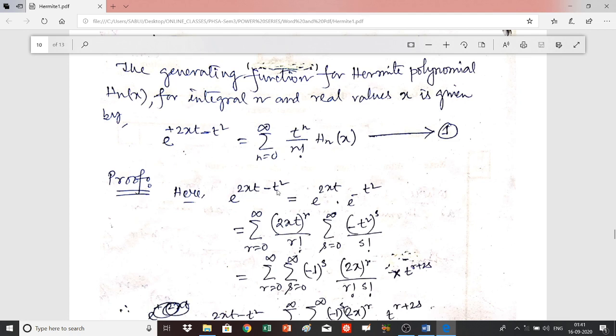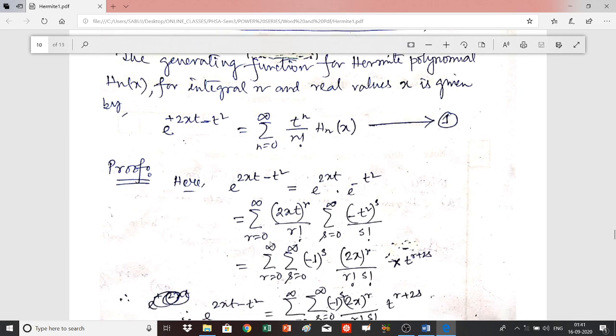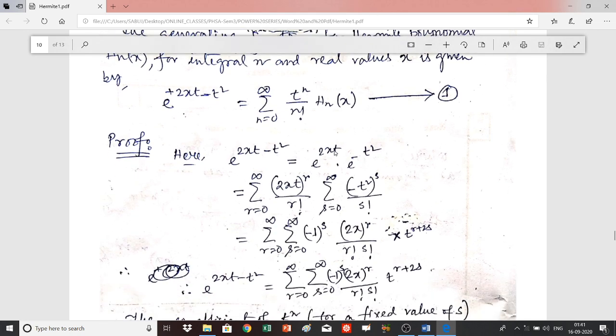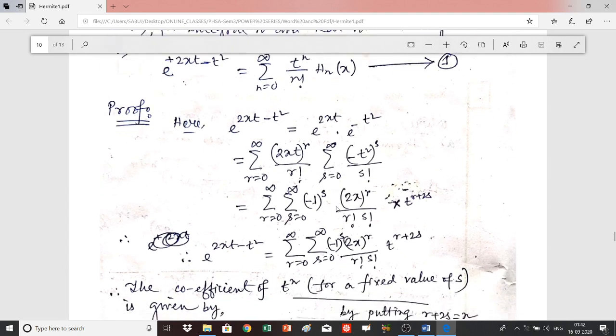So to prove it, we first expand this term. So e^(2xt - t^2) can be written as e^(2xt) into e^(-t^2). Now if we expand e^(2xt) or e^(-t^2) in series, then we have the sum over r equal to 0 to infinity of (2xt)^r / r!. So just use different values of r and expand this, you will have the same values. So this can be written as this, and then e^(-t^2) can be written as the sum over s equal to 0 to infinity of (-t^2)^s / s!. It is taken as another integer, no problem there.